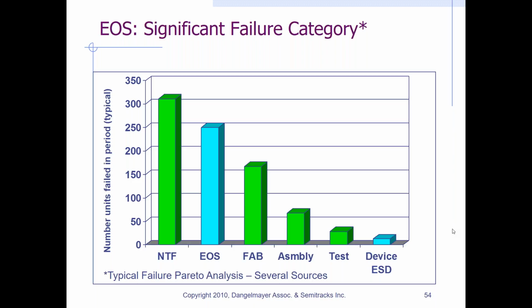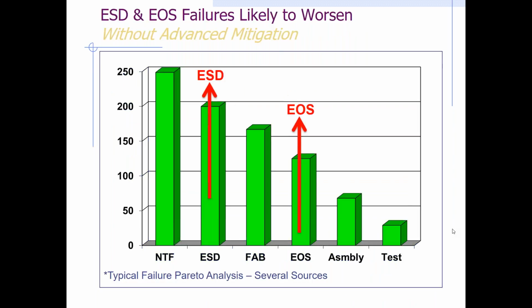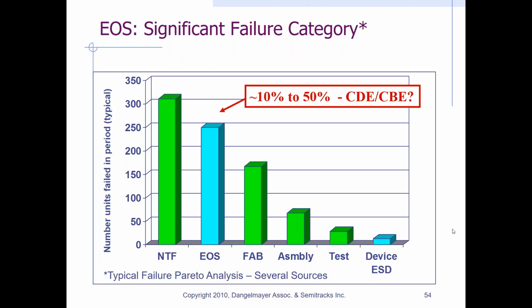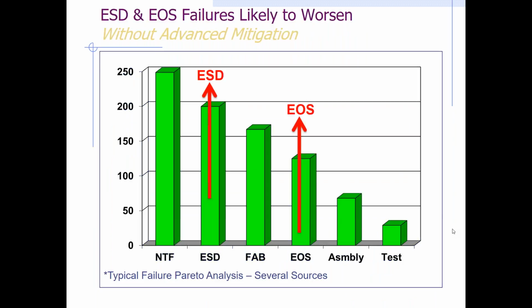So here we go back to the Pareto analysis we looked at before. If we take into account the information we've just seen about charge board events and cable discharge, this chart will change a little bit. Ted, can you advance it? So there's a good, I think you, well, this is fine.